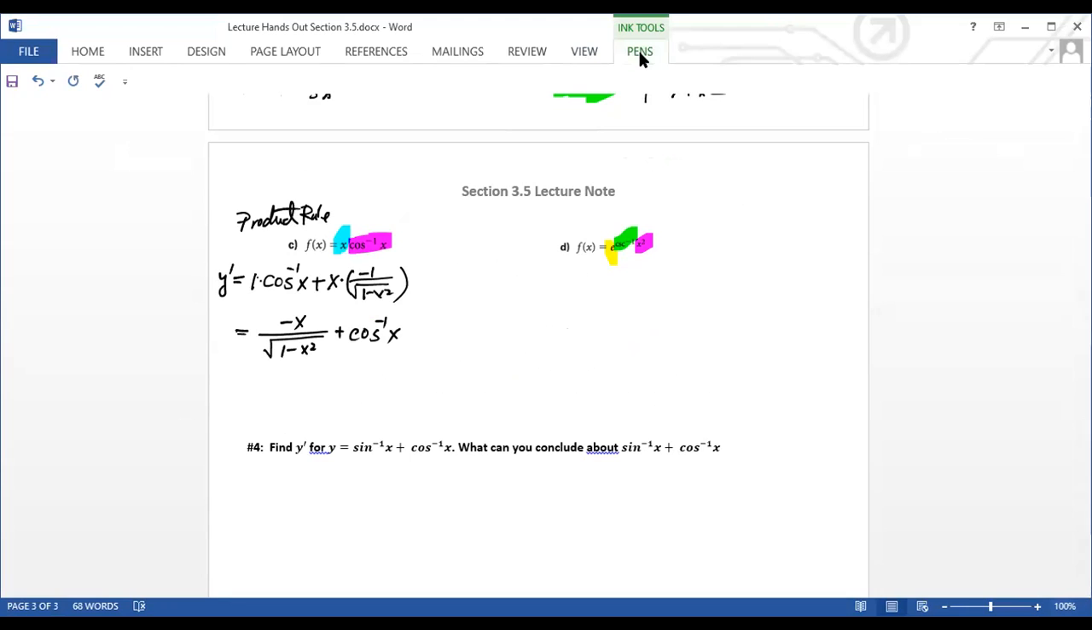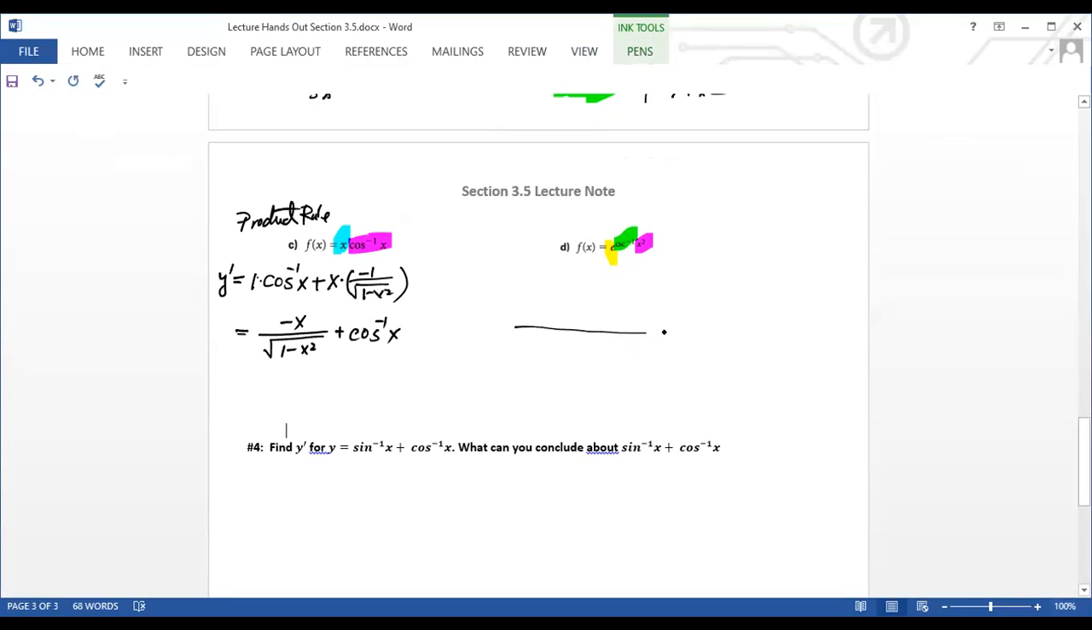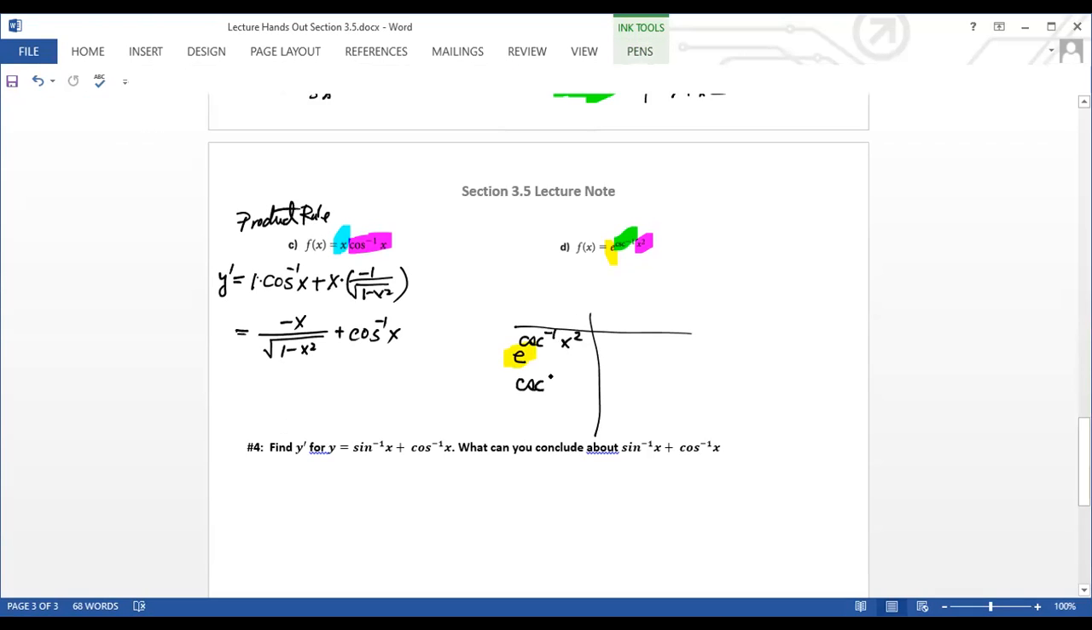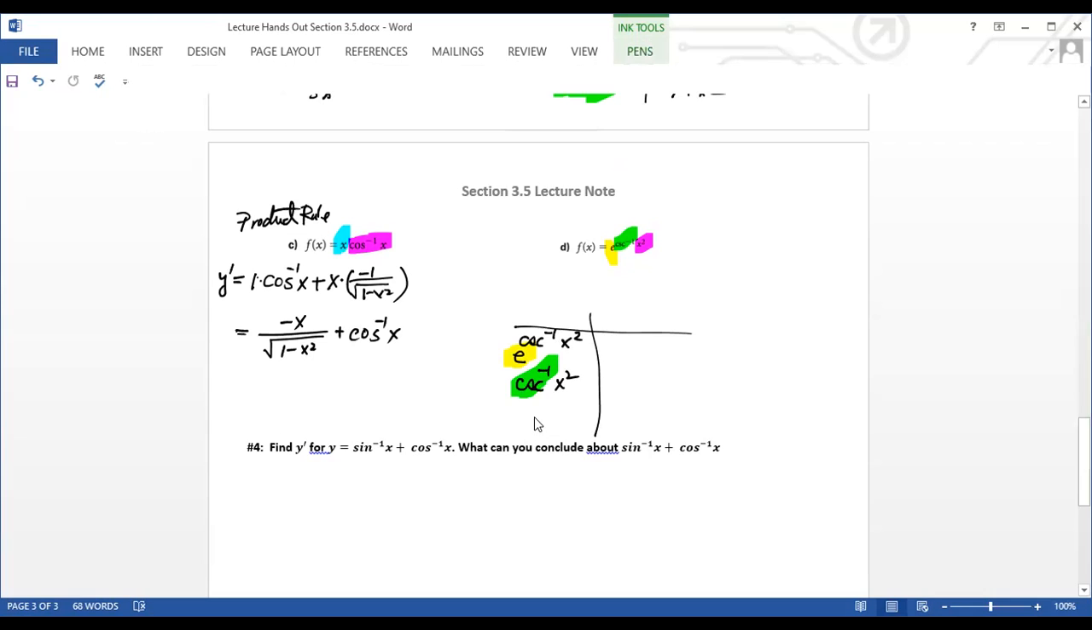For those types of problems, I definitely recommend that you try to do a table. All right, so put the first layer. First layer is E to the arc cosecant x squared. So make sure you highlight it. This is the first layer. Then the next layer is arc cosecant x squared. So this will be your second layer, arc cosecant. Then your third layer is what? x squared, right? Okay, so this is your third layer.